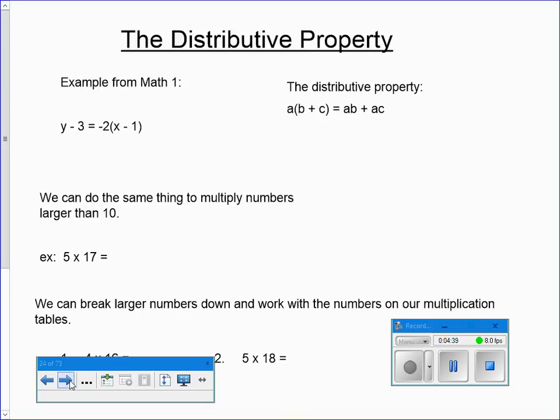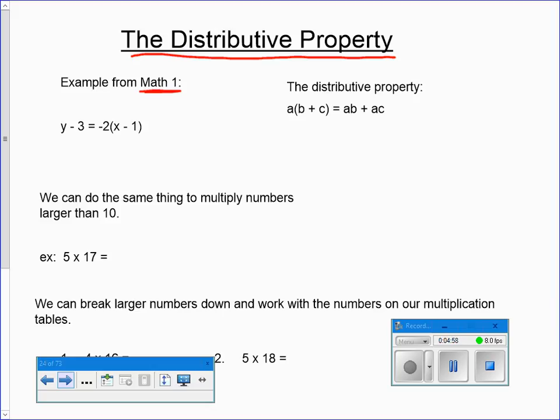We're going to go through a shortcut. One way you can multiply a little more quickly is to use what's called the distributive property. This is something you would have talked about in Math 1, so you've seen it before. You might not have seen it with numbers; you might have only seen it with variables, with algebra.